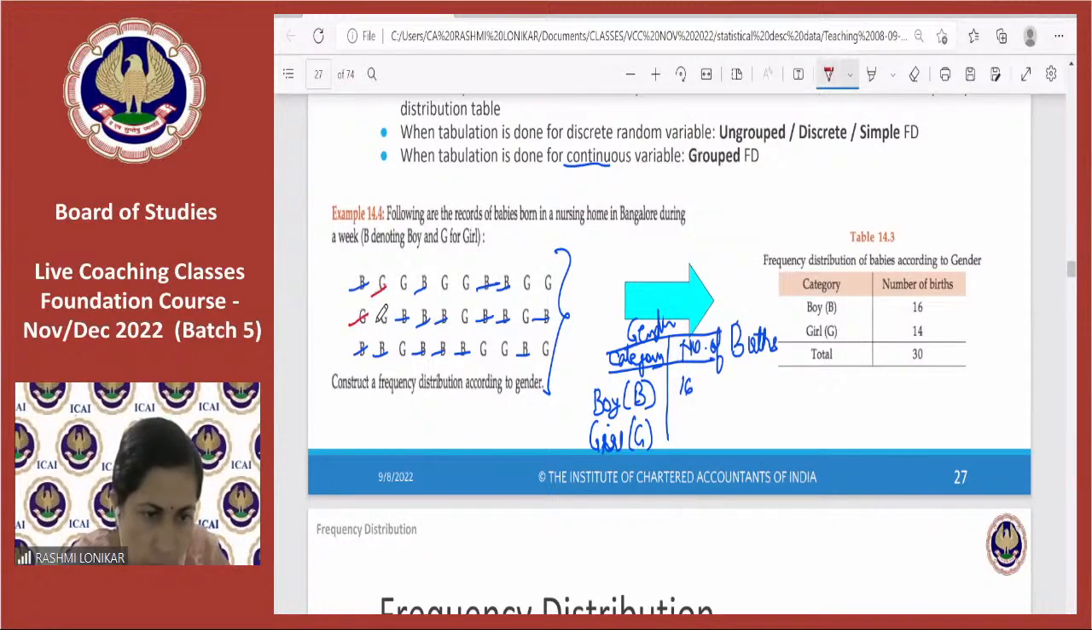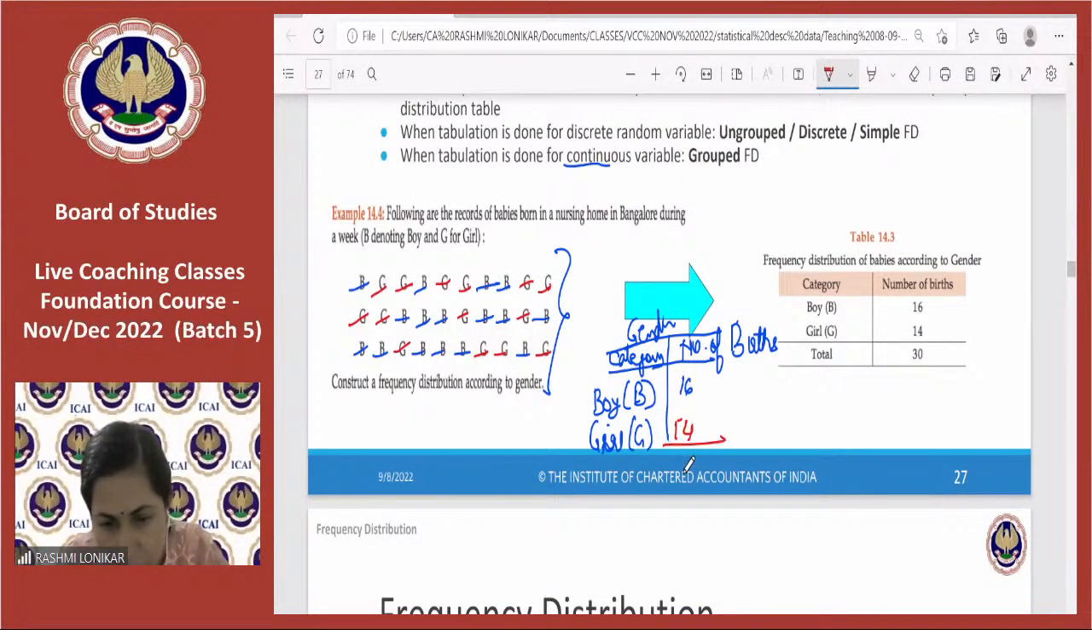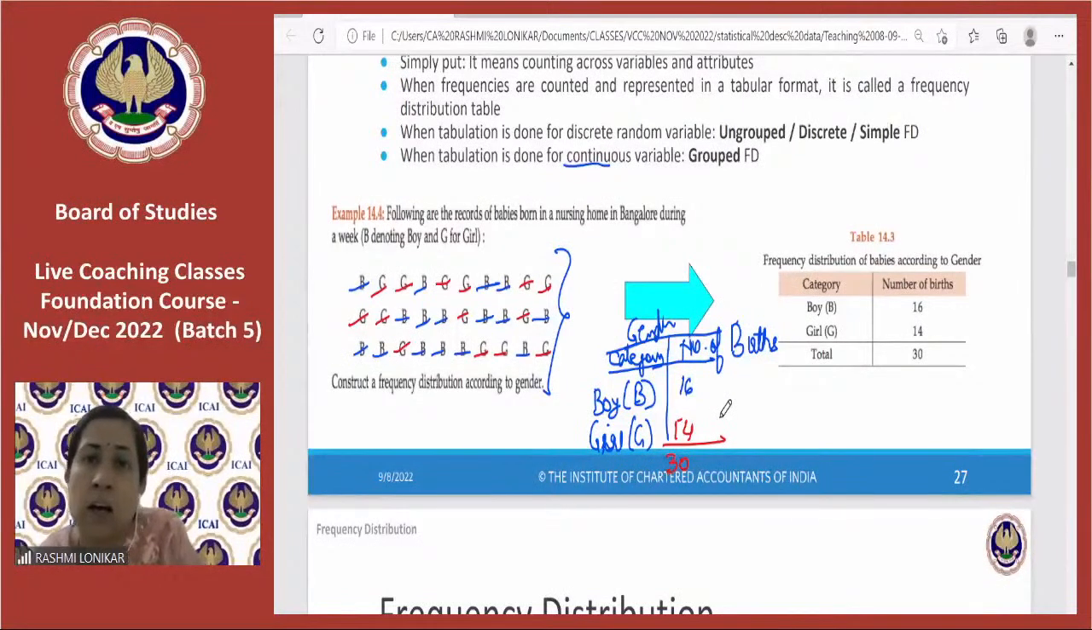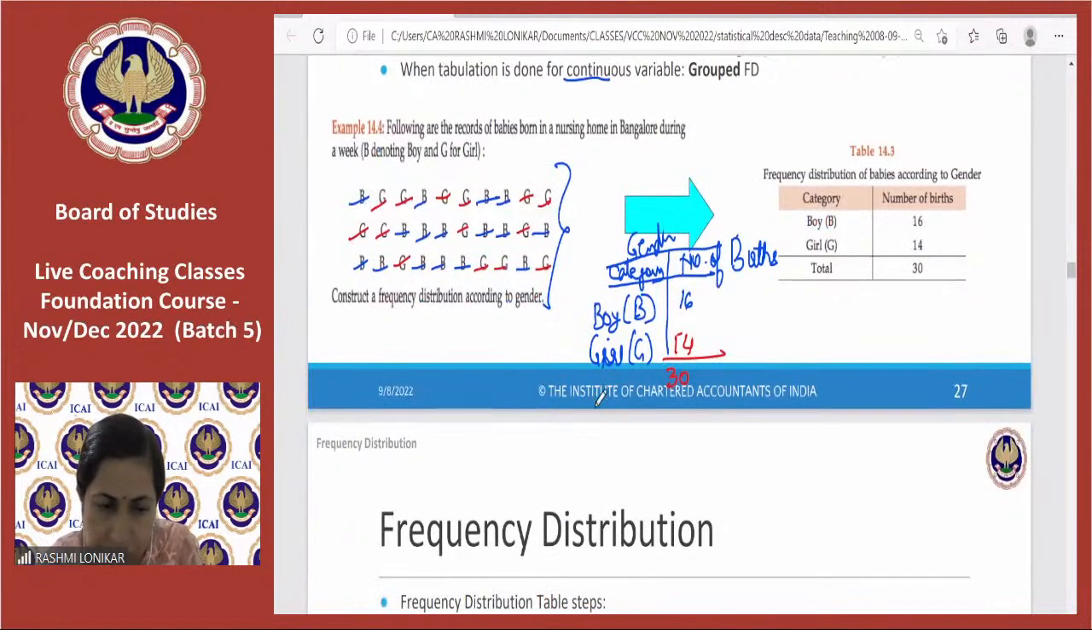1, 2, 3, 4, 5, 6, 7, 8, 9, 10, 11, 12, 13, and 14. So how many girls are born? 14. And what is the total? 30. So out of the 30 births that took place in the nursing home, 16 were boys and 14 were girls. Okay, this is the meaning.